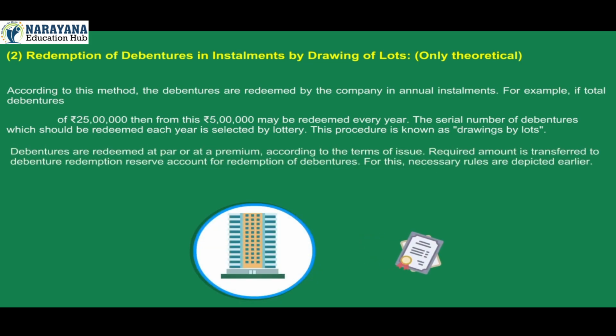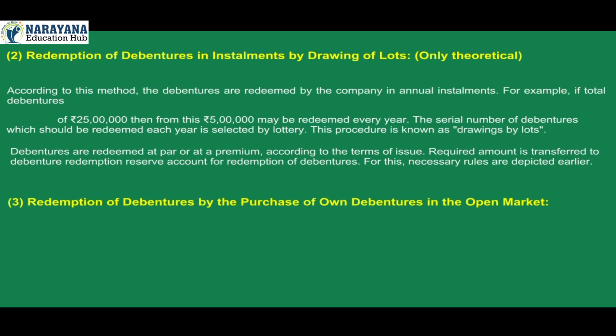Debentures are redeemed at par or at a premium according to the terms of issue. Required amount is transferred to debenture redemption reserve account for redemption of debentures. For this, necessary rules are depicted earlier. 3. Redemption of debentures by the purchase of own debentures in the open market.